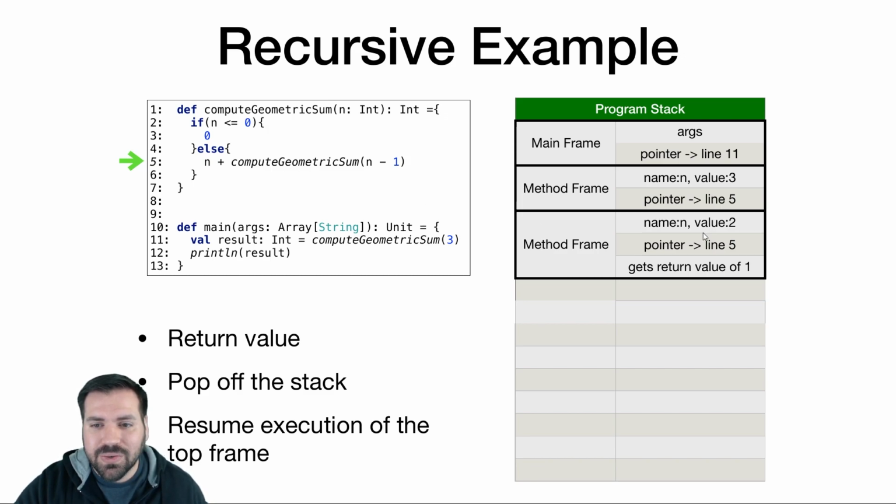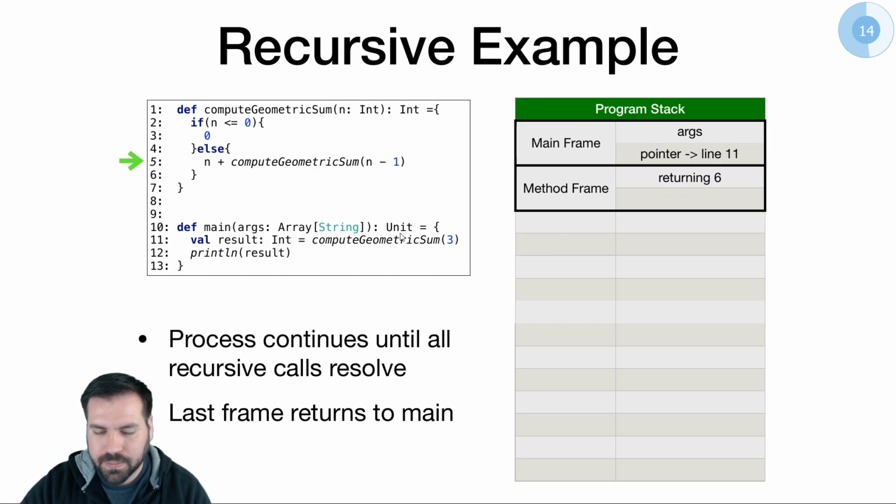We're going to add 2 to that. We get a return value of 1. We're going to add 2. That's the value of n on this stack frame. And notice we have many variables named n on the stack, in different stack frames though. All different scope. We're going to add 2 to 1 and return 3.